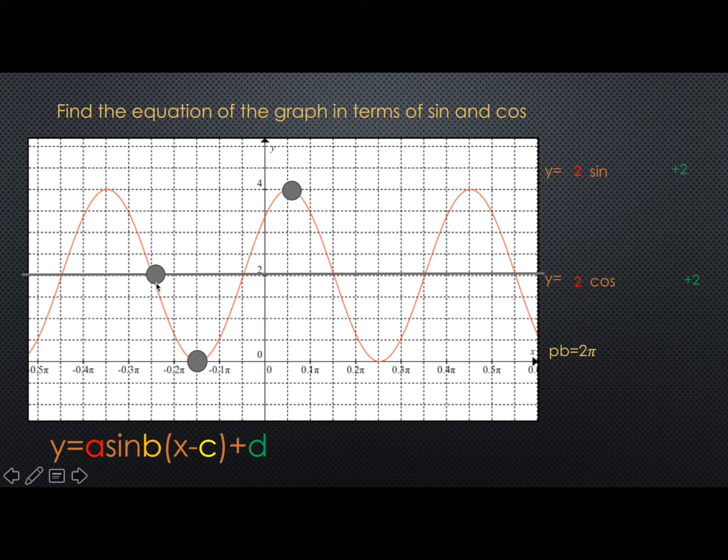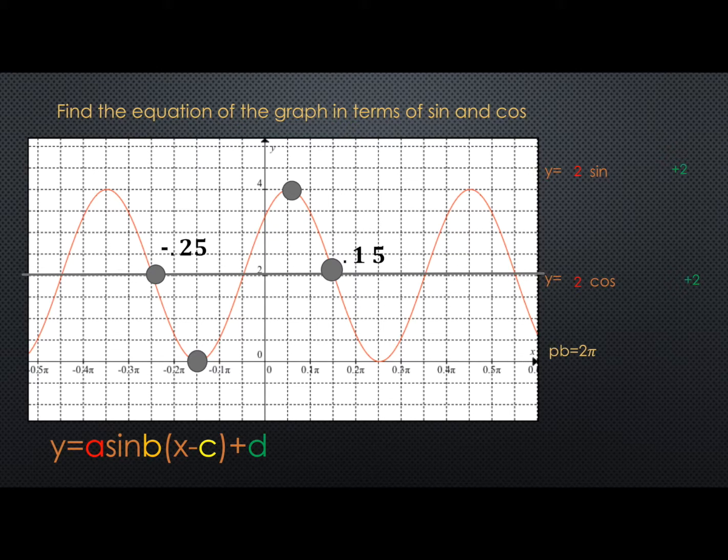It is at the point negative 0.25. I'm going to leave off the pi for now, so it's easier to work with. The end of our cycle is at dot 5, which is 1, 2, 3, 4, 5, right here at 0.15.